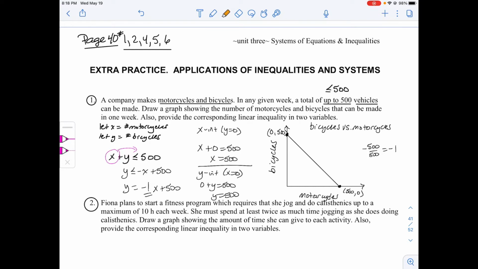Of course we would shade underneath, and there are some inherent restrictions here. The company cannot make negative bicycles or negative motorcycles. We could get technical and say they're taking apart ones they've already made, but we're just going to pretend they can't make negative amounts of either. So there would be our graph for the first question, and there was our inequality for number 1.